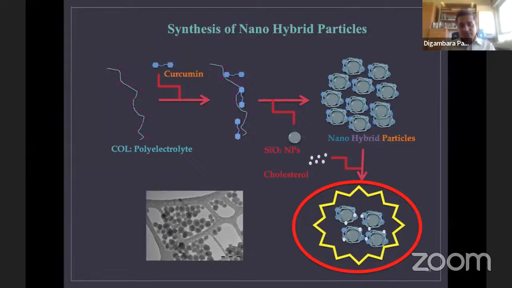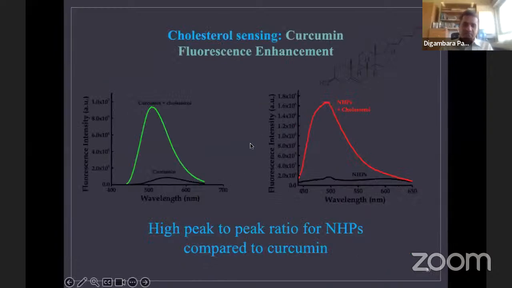Similarly, cholesterol estimation, as you know, is very important in life. And we prepare curcumin-based nanoparticles using another kind of polyelectrolyte. And with these polymers, like cationic polymer, we prepare nanohybrid particles. We call them that because we have some silica nanoparticles along with curcumin and polymer. Since there is organic and inorganic material, we call them nanohybrid particles. And for these hybrid particles, if you look at curcumin alone and curcumin with cholesterol, there is an enhancement in signal.